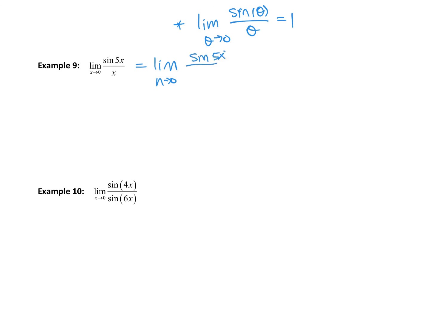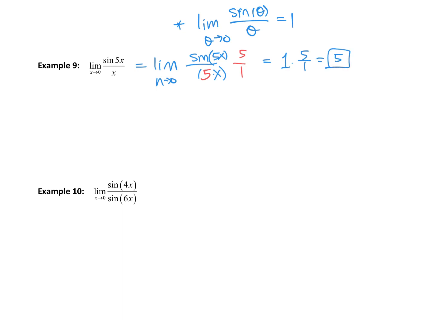Sine 5x. I want to have 5x on the bottom. So what I'll do is I'll multiply by 5 on the bottom. And that means I need to multiply by 5 on the top as well. Just like this, right? So I'm not really changing anything, except now it looks like I have 5x on the bottom. So here I can say this part will go to 1. As x goes to 0, 5x and 5x, these two match. Yay. And 5x also goes to 0. So then I get 1 times 5 over 1, which is just a 5.